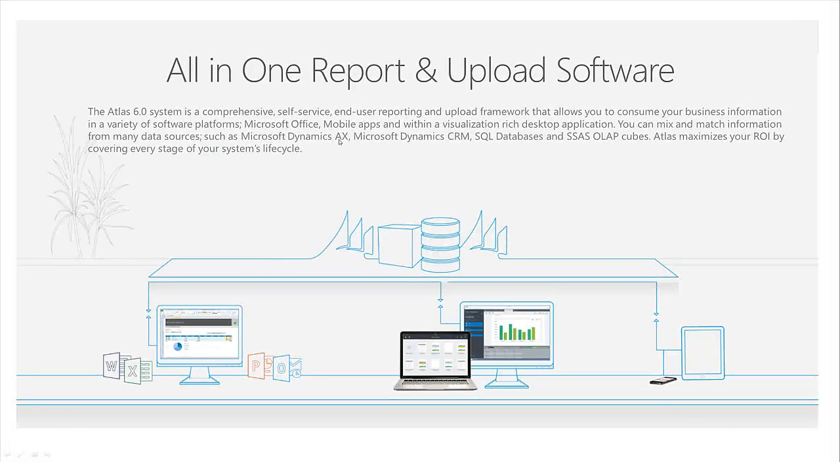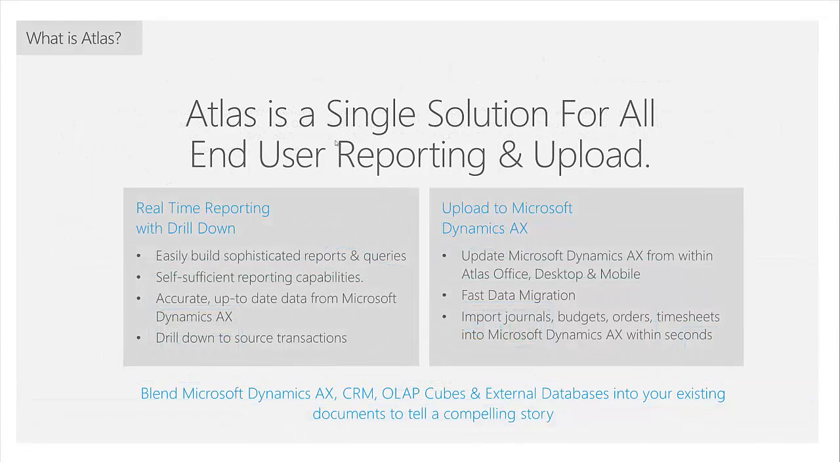The Atlas 6 system is a comprehensive self-service and end-user reporting and upload framework that allows you to consume your business information in a variety of software platforms. You can mix and match information from many data sources, such as Microsoft Dynamics AX, CRM, SQL Database, and OLAP Cubes. You can think of Atlas as a reporting system as well as an upload system.